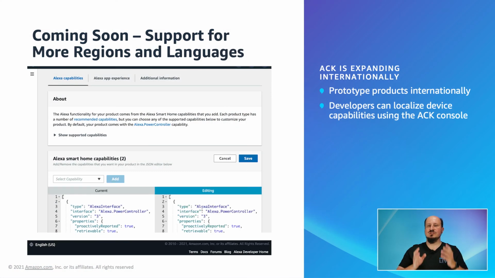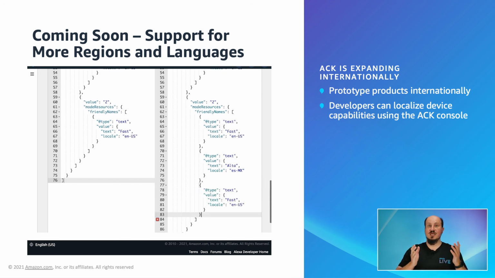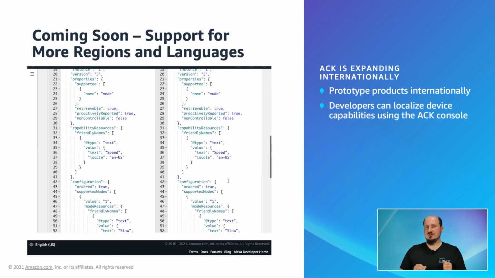We are also working on helping partners to reach more customers with their products. ACK started with being available in the US region. Today, we announced that developers can start prototyping ACK devices in the other regions, including UK, Germany, Japan, Canada, Mexico, Brazil, Spain, France, Italy, India, and Australia. Using the capabilities editor in the ACK console, developers can add friendly names to the device controls and provide translation to the other languages. Check out the ACK documentation for more information on device localization.